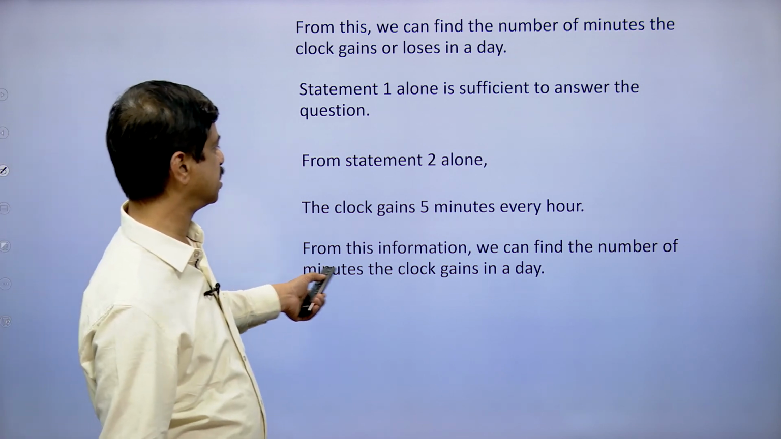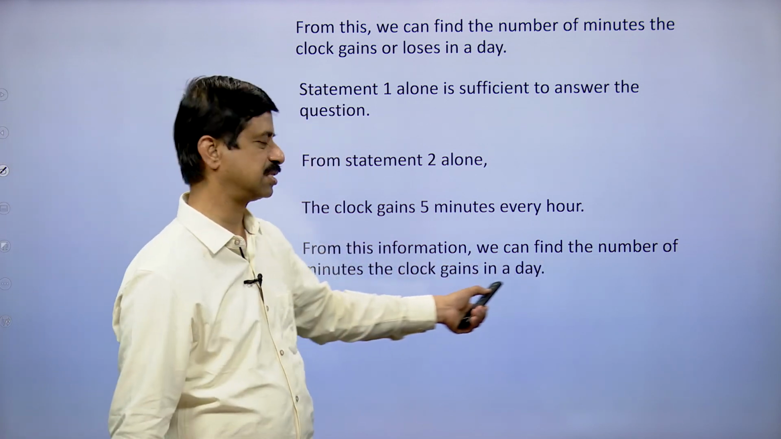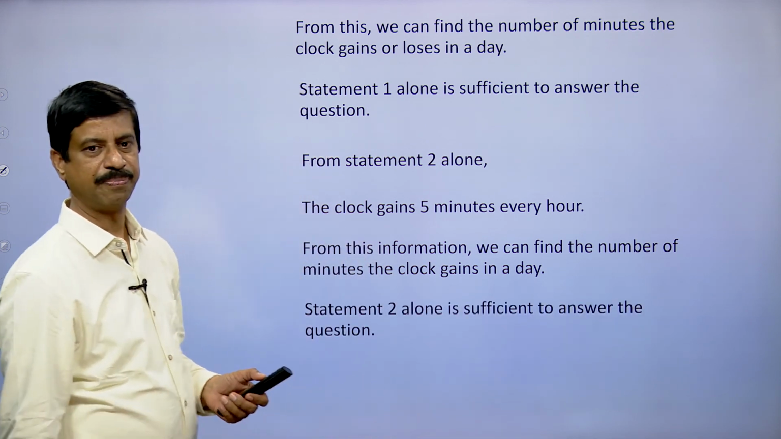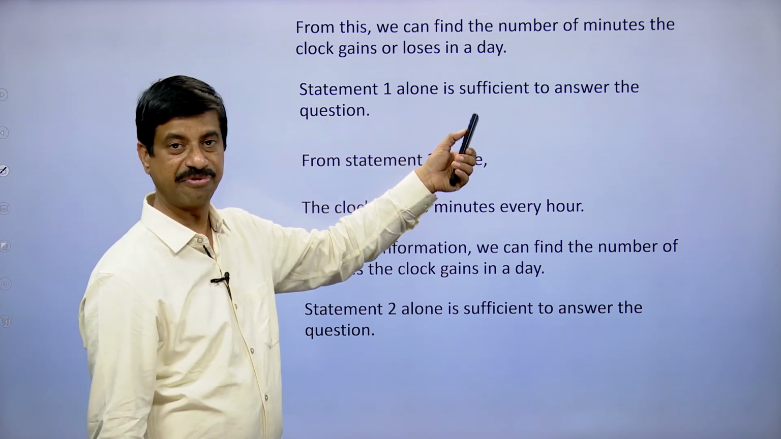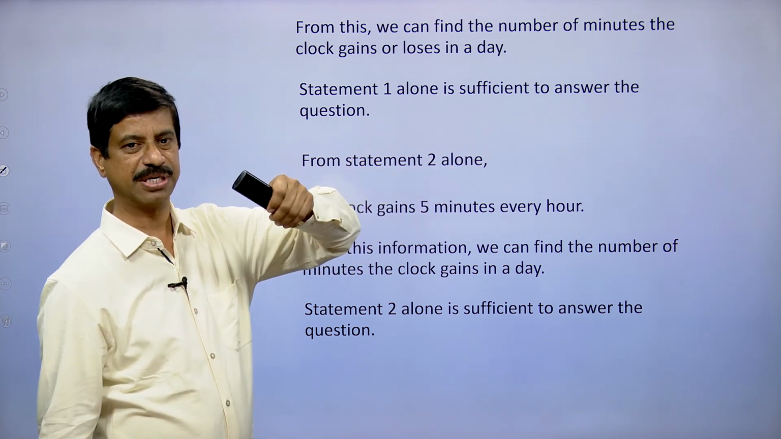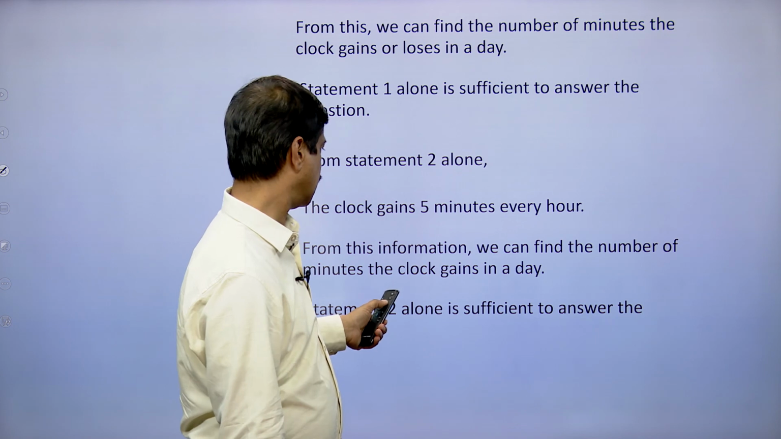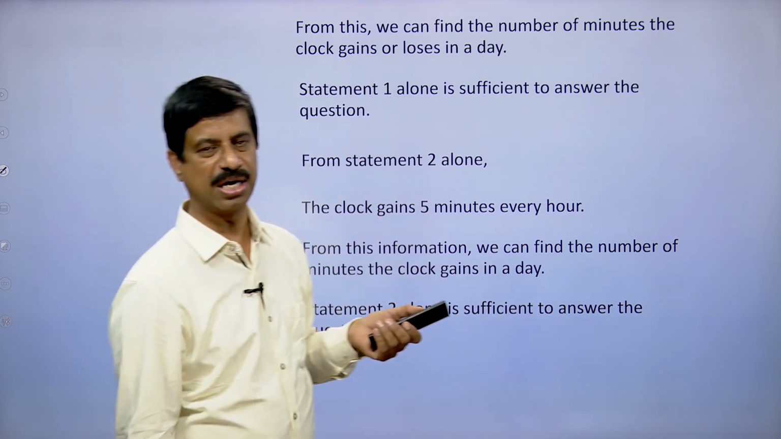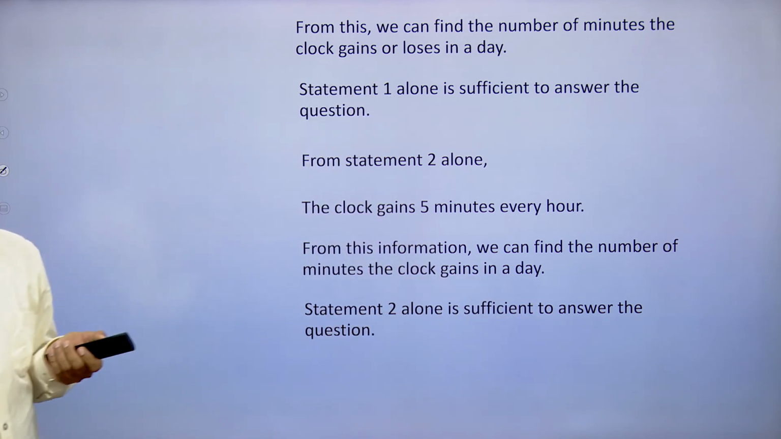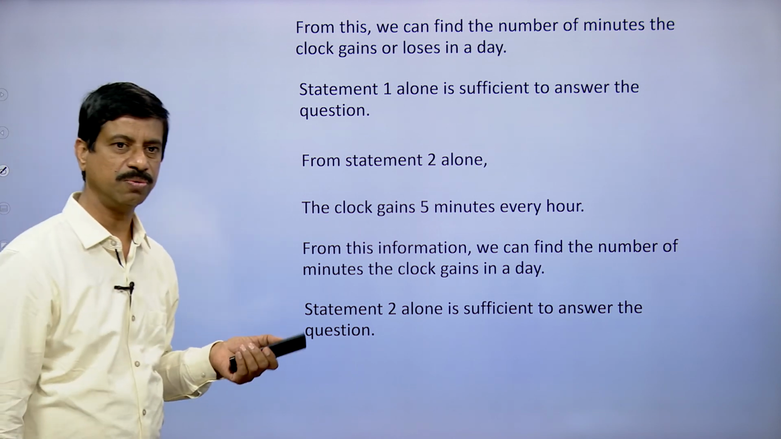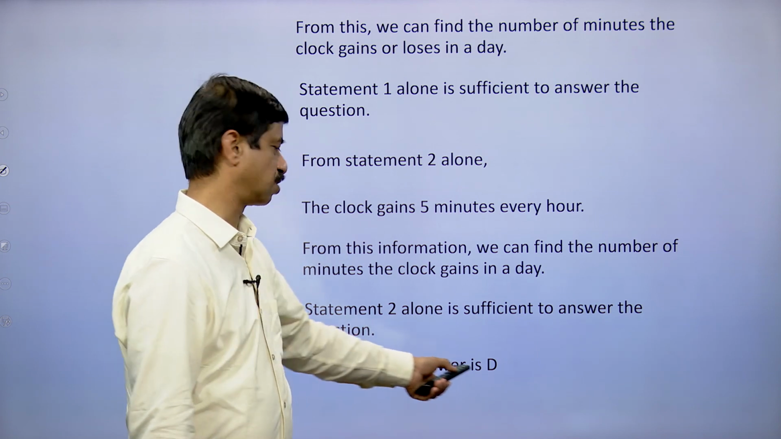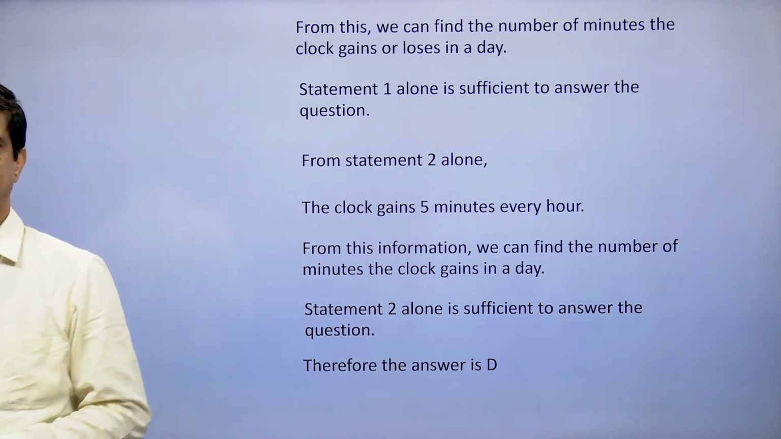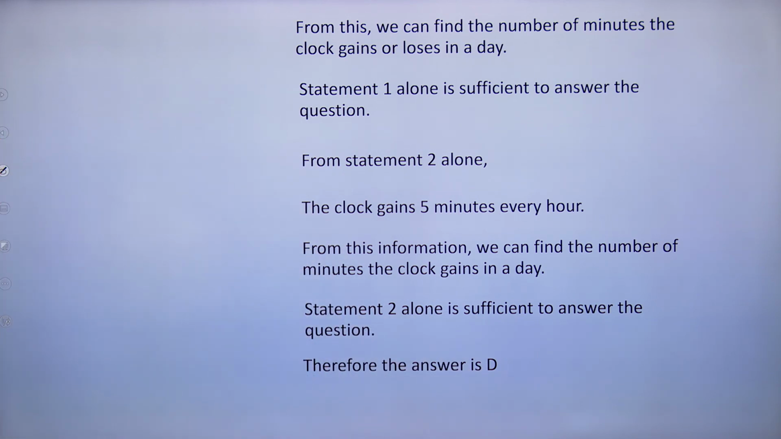So, from this information we can find the number of minutes the clock gains in a day, because for every 1 hour it is gaining 5 minutes. So, in a day how many hours will be there? 24 hours. So, in 24 hours how many minutes should it gain? 24 into 5 minutes. So, statement 2 alone is sufficient to answer the question. So, the option is D. Please note it fast, quick.